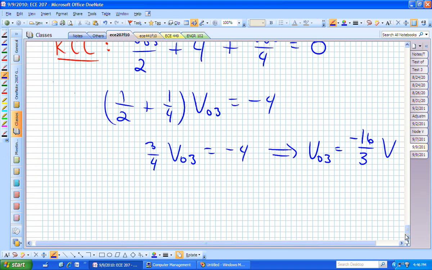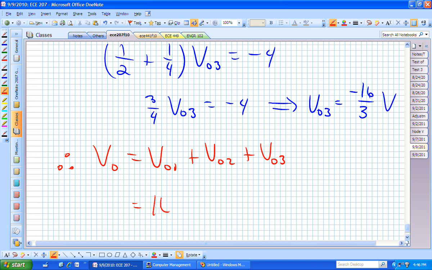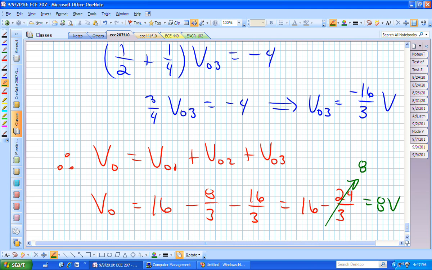I can now find my actual output voltage. V naught is now V sub 0, 1 plus V sub 0, 2 plus V sub 0, 3, all by superposition. Now we've finished our supers. And this now becomes 16 minus 8 over 3 minus 16 over 3. That's V naught. That's now 16 minus 24 over 3, but that's just a difficult way to write 8. And V naught is 8 volts.